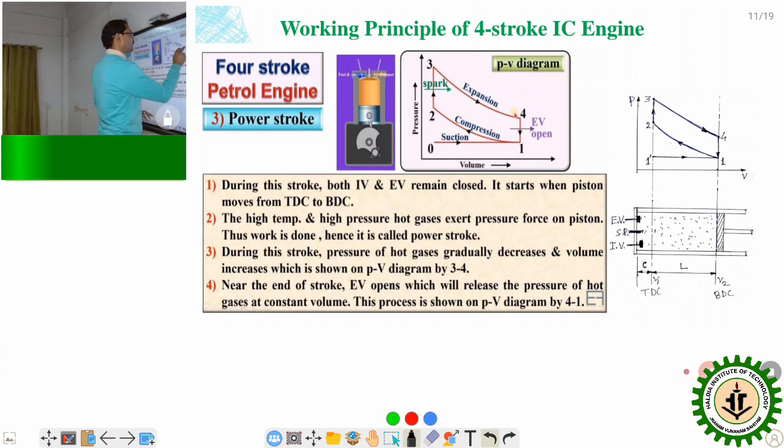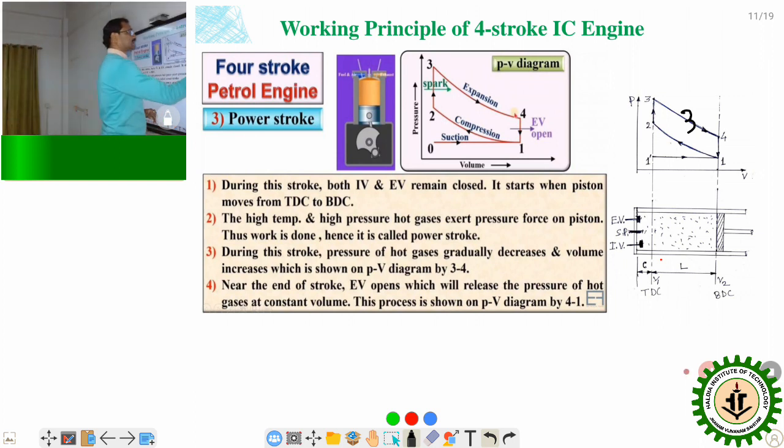At the end of the expansion stroke, just slightly before, the exhaust valve will be opened and the gases will start to go out from the cylinder. So this is called the constant volume exhaust. And after that, this will be the stroke 3. In the stroke 3, 3 to 4 and 4 to 1 will happen.